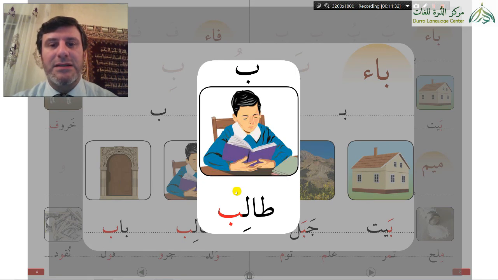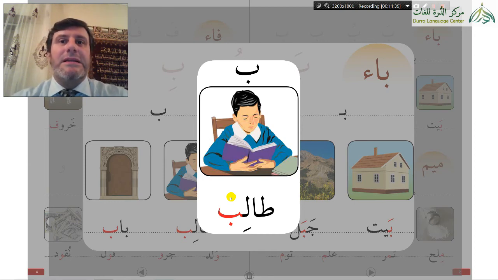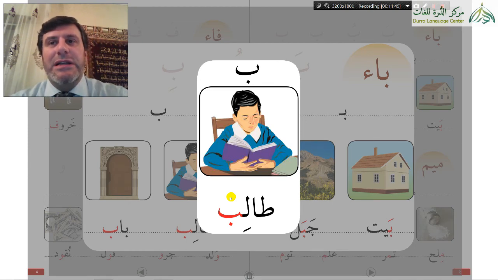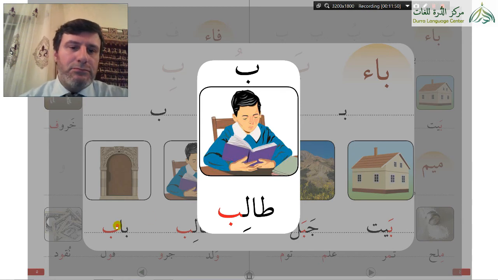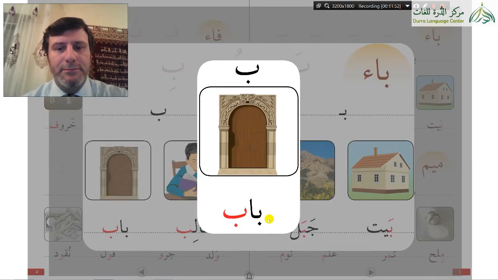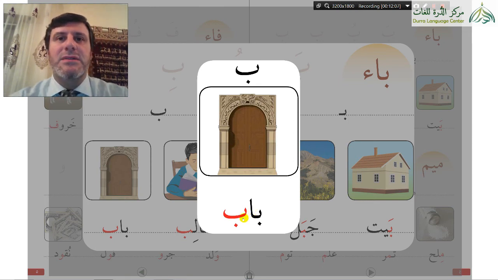So an example of it is talib. It's not ta, not talib, it's talib. This is the letter that you do not have in English. We'll come to that very soon when we discuss the families from different perspectives. And finally, when it comes alone, like bab. This is when it comes isolated, or stand alone, separate, not attached to the one before it.